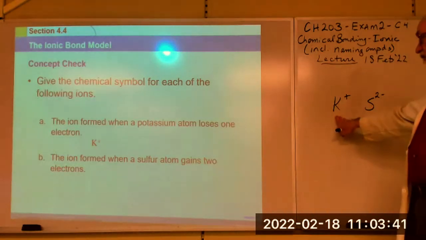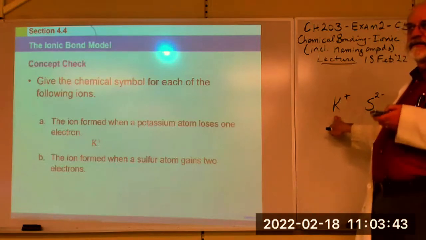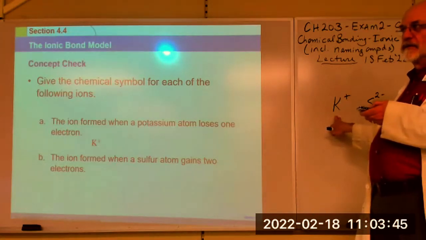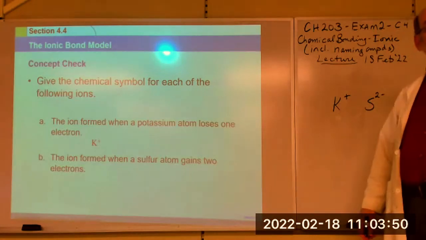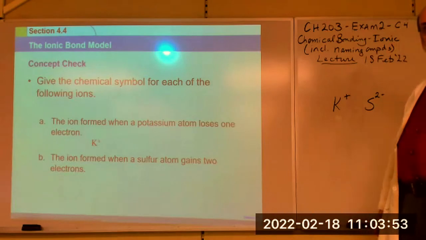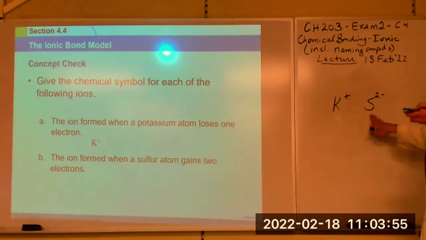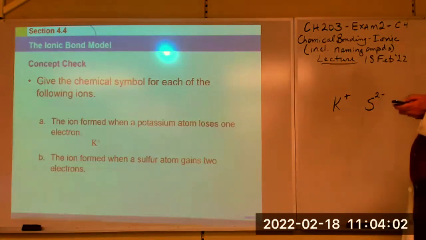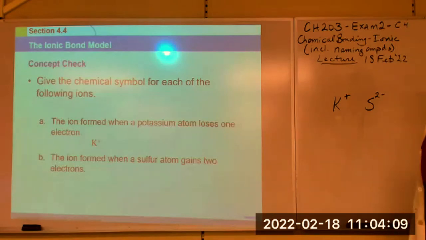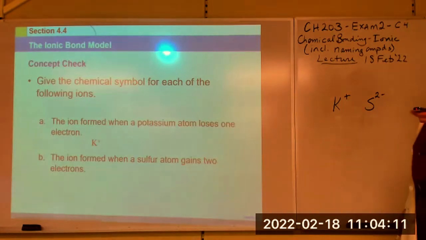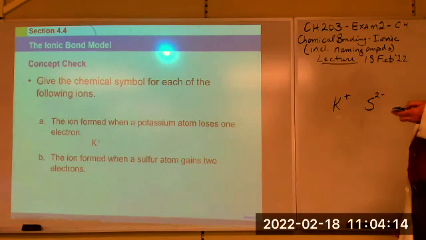If it loses an electron, what does potassium look like now? We just back up one. Looks like argon, right? It has the electronic configuration of argon. Whereas sulfur is here, it's easier to lose one electron than it is to gain however many to get to krypton. That would be a massive energy transfer. It's simpler just for potassium to lose an electron. Now it looks like argon.